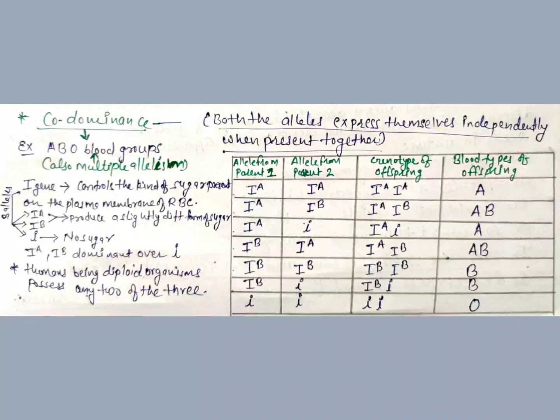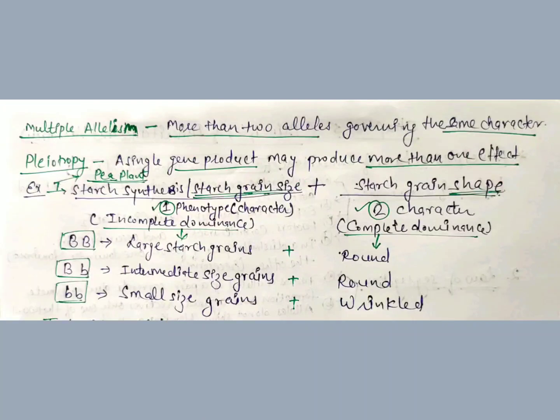In the case where O blood group is there, no sugar is present on the plasma membrane of the RBC. ABO blood grouping is also an example of multiple allelism. In multiple allelism, more than two alleles govern the same character, as the blood group is determined by three alleles, capital IA, capital IB and small i. So there are three alleles which are determining one character, that is blood group.